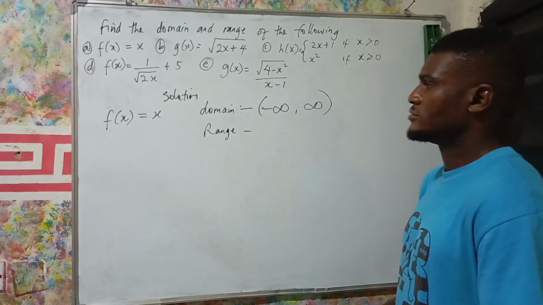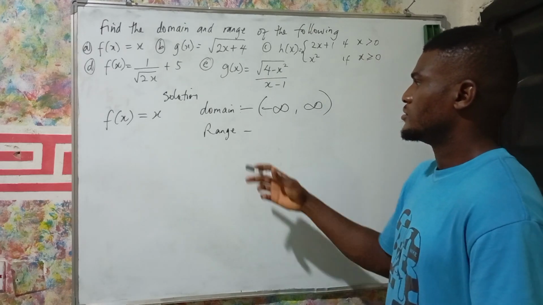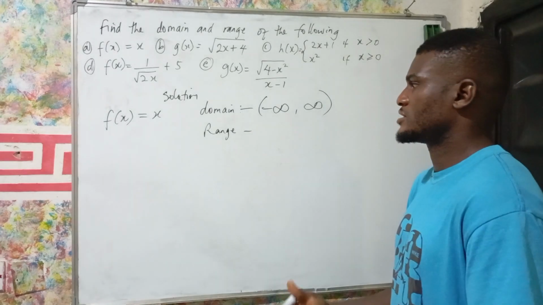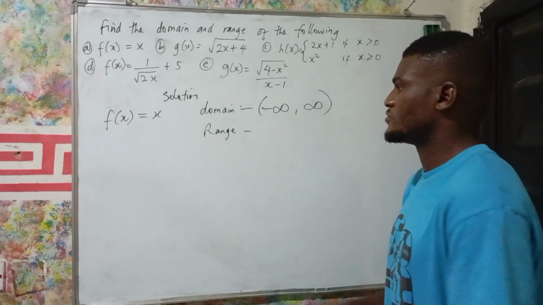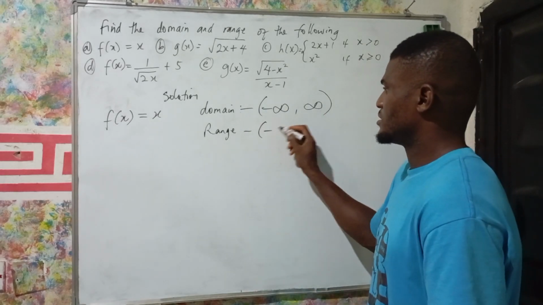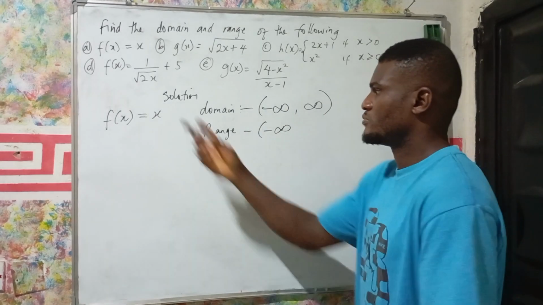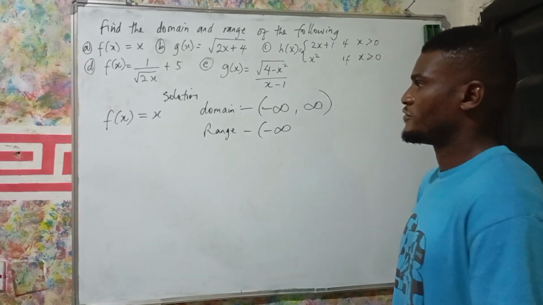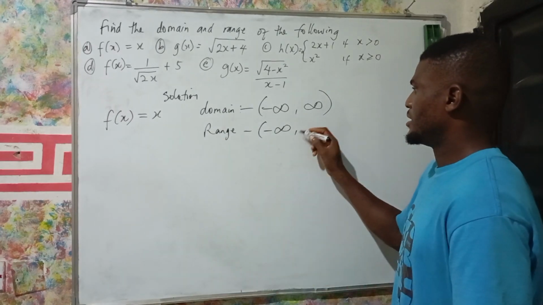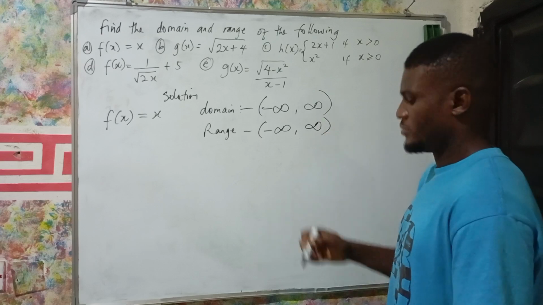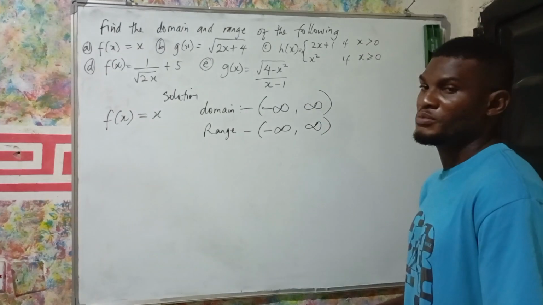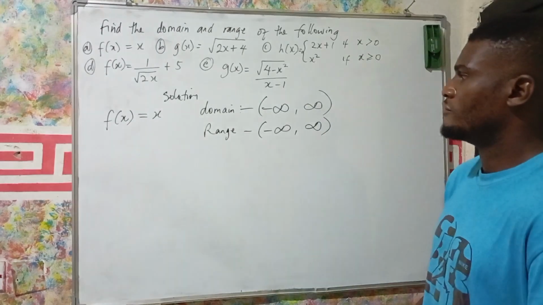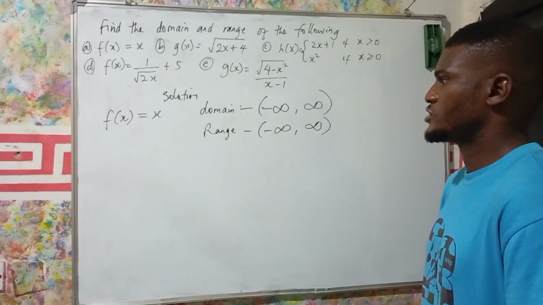Alright, and then for the range, which is the answers that you can get if you insert all these values, it will still be the same thing, because whatever you insert here is what is going to give you out, since f of x is just x. So that will be from negative infinity to positive infinity, the range of values for this equation.